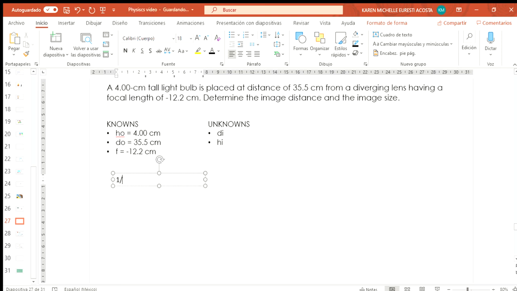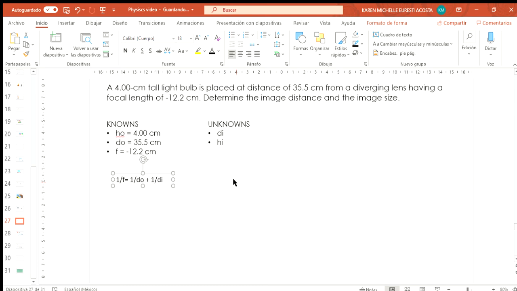The formula is 1 over f, as our focal, equals 1 over d0 and 1 over di. This is our formula, and first we're going to replace the values.